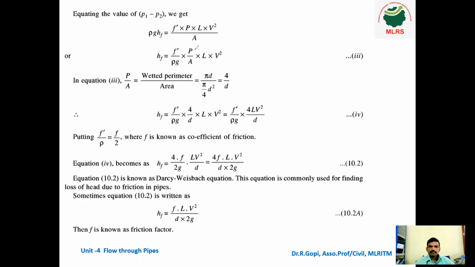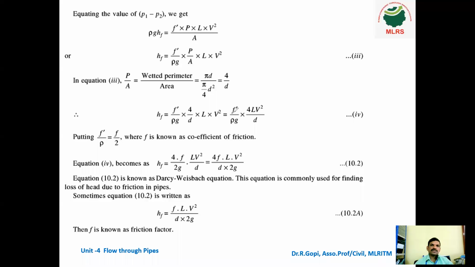Substitute 4 by d in this equation. Instead of P by A, substitute this 4 by d. So here you can see I have substituted. F' divided by ρ g into 4 by D into L into V squared. If you simplify, we get F' divided by ρ g into 4 L V squared divided by D. Our ultimate aim is to find the hf value.